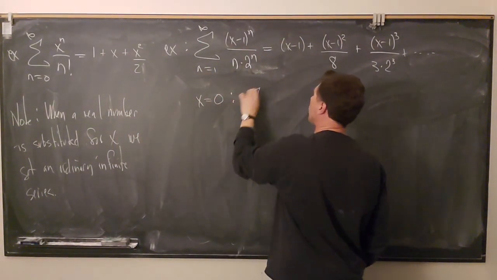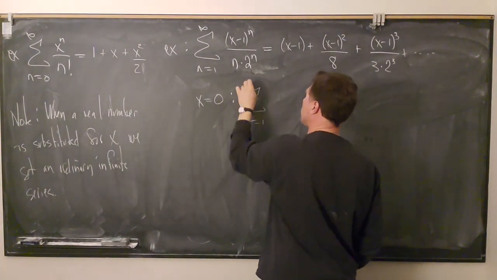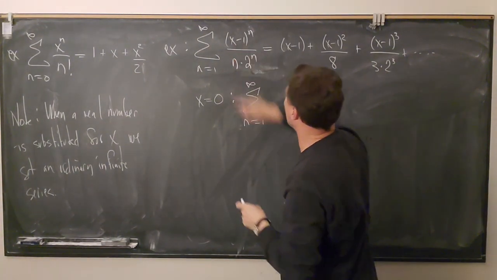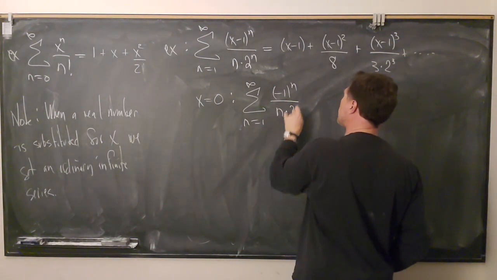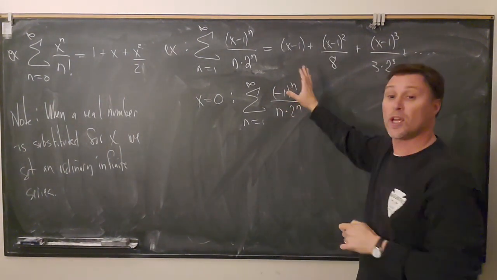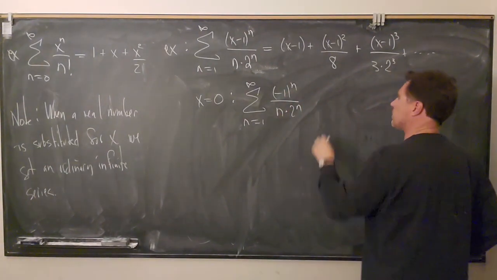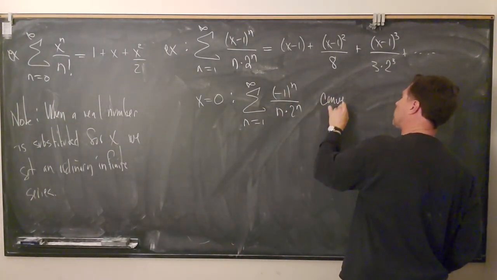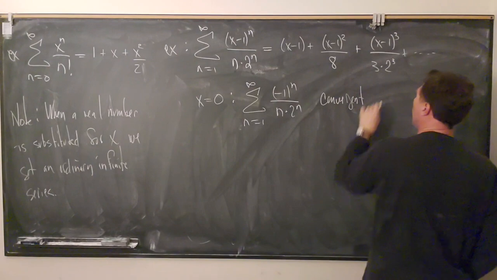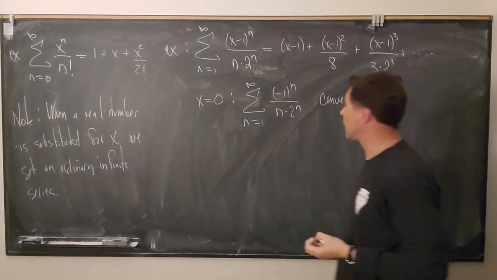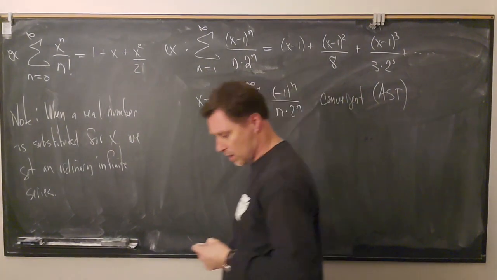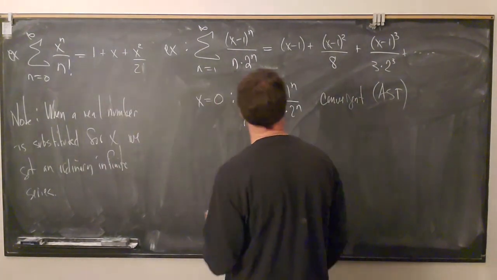In that case, what we get is the sum from n equals 1 to infinity. So if I put a 0 in here, what we get is minus 1 to the n times 2n. This then gives us a convergent alternating series, right? So you could use the alternating series test to show that it converges.